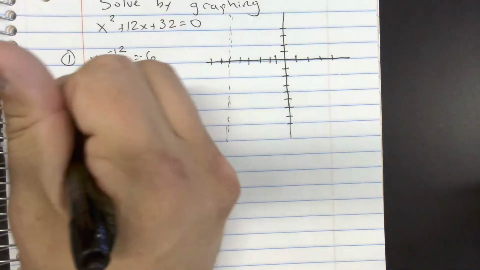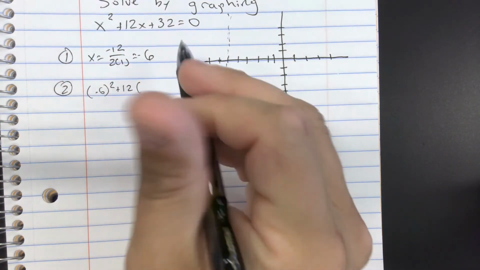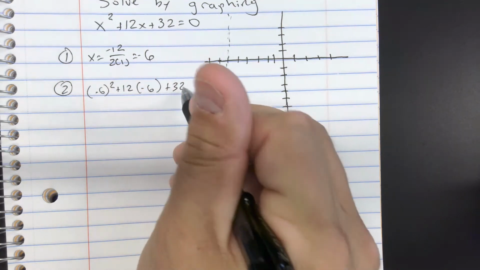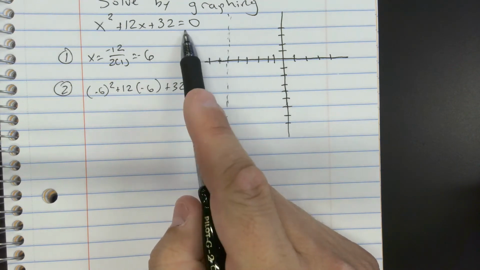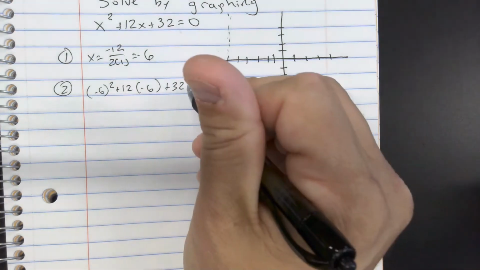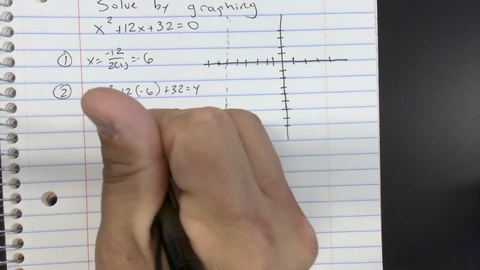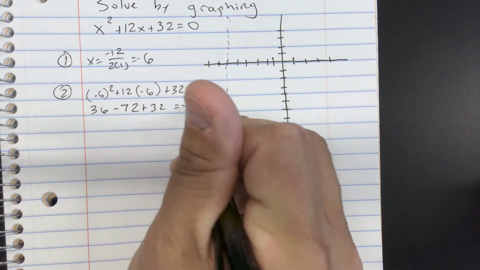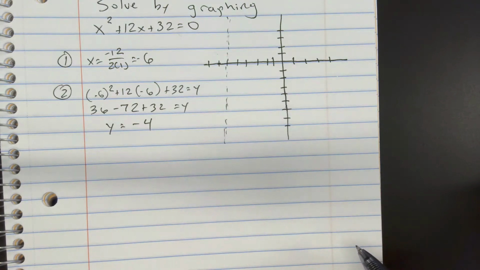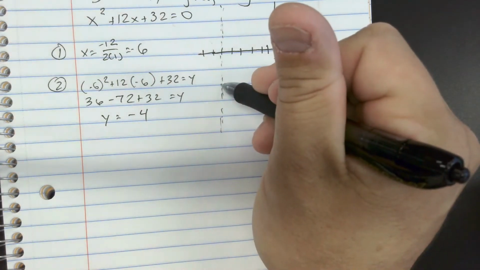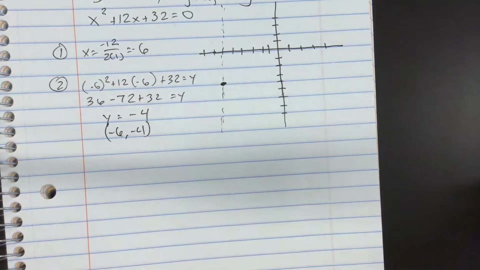Number 2, we're going to plug that in to our equation. And remember, this is the other thing. You first have to get it set equal to 0 to solve, just like you would if you were graphing it. And then you just change the 0 to y. So we have 36 minus 72 plus 32 equals y, or y equals negative 4. Is that right? Yeah. So y equals negative 4. So our vertex is negative 6, negative 4 right there.